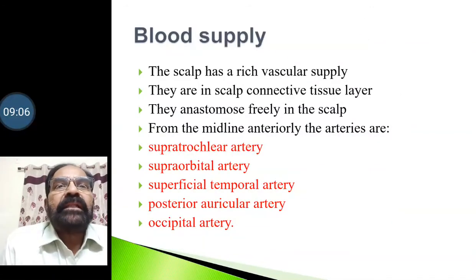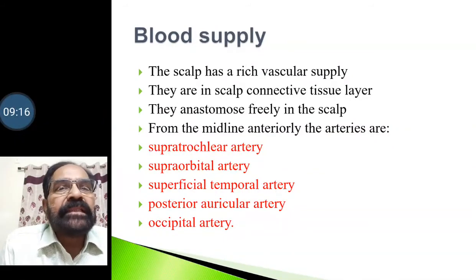Then blood supply of the scalp, it is richly supplied and the vessels are present in the connective tissue layer. They anastomose freely in the scalp. From the midline anteriorly, the arteries start with supratrochlear artery, then supraorbital artery. Just in front of the ear, it is superficial temporal artery. Just behind the ear, it is posterior auricular artery. And in the back, it is occipital artery.